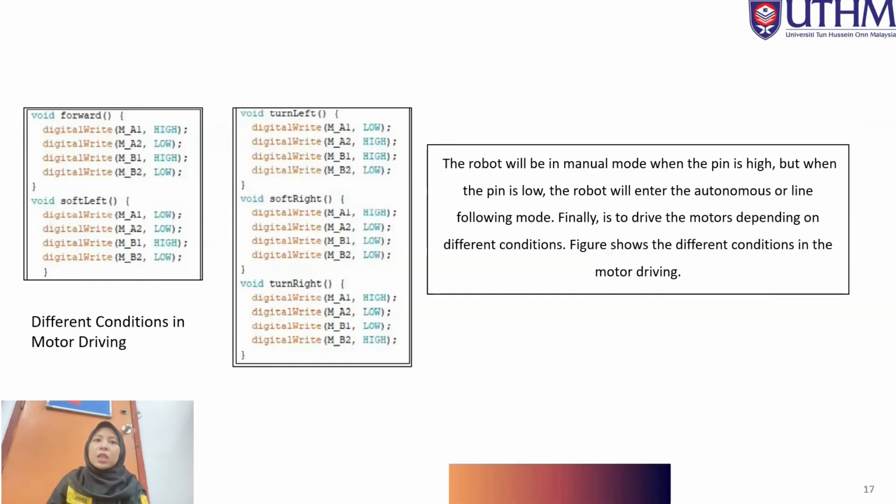So next is the different conditions in motor driving. The robot will be in manual mode when the pin is high, but when the pin is low, the robot will enter the autonomous or line following mode. Finally, the motors are driven depending on the different conditions. The figures show the different conditions in the motor driving.